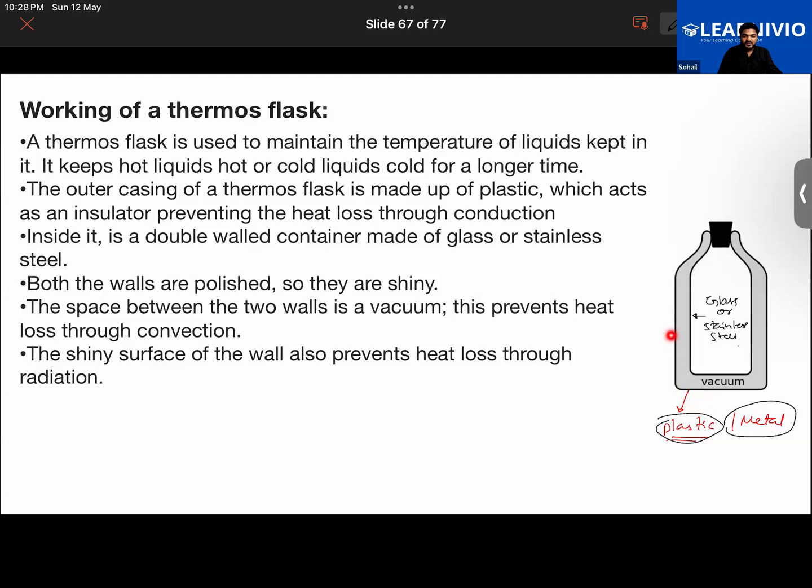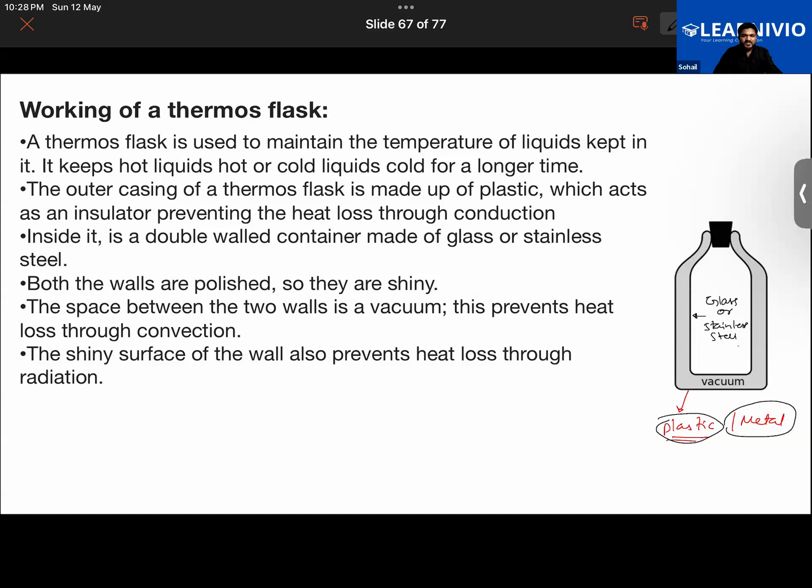That's why the outermost surface is made up of plastic, and then above it, in some thermos flasks we see that it is covered with a layer of metal also, for the purpose of extra protection and making it strong. The innermost one is made up of stainless steel or glass, right? So we have constructed it in such a manner that heat can neither be lost via conduction, via convection, or via radiation. So that is the working of a thermos flask. Hope you guys have got it.